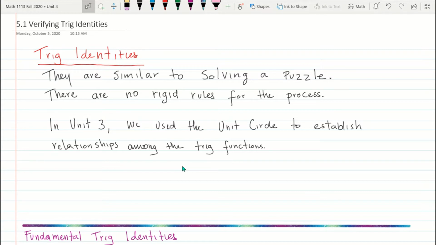So what you want to do is work one side of the equal symbol, not both at the time. Other than that, there are no rigid rules for the process. Okay? Before this, we talked about the unit circle and we created all the different relationships that we know. So, what are some of those relationships that we talked about?